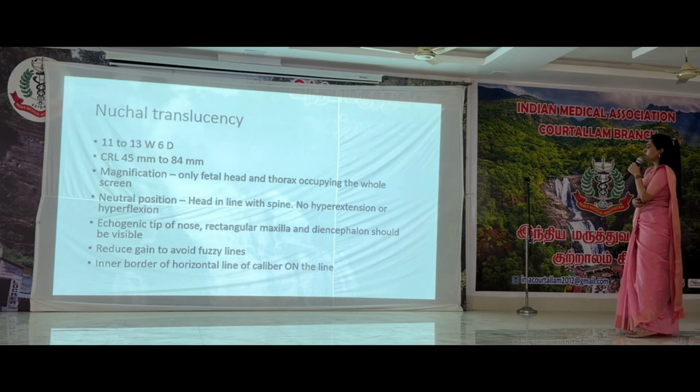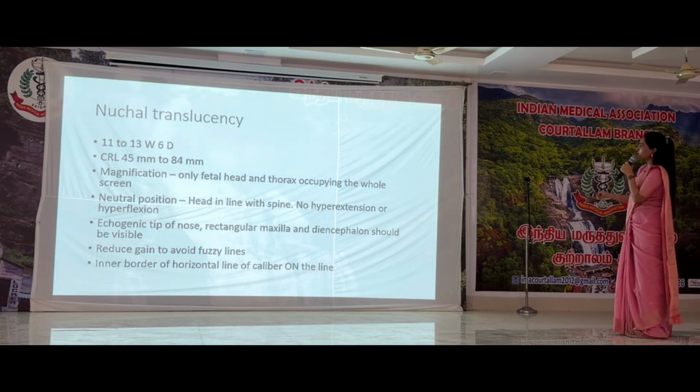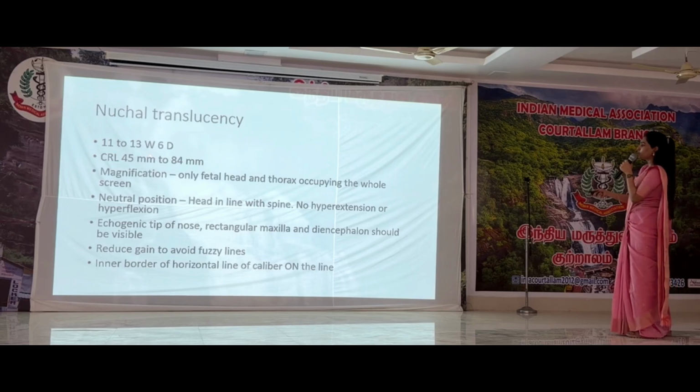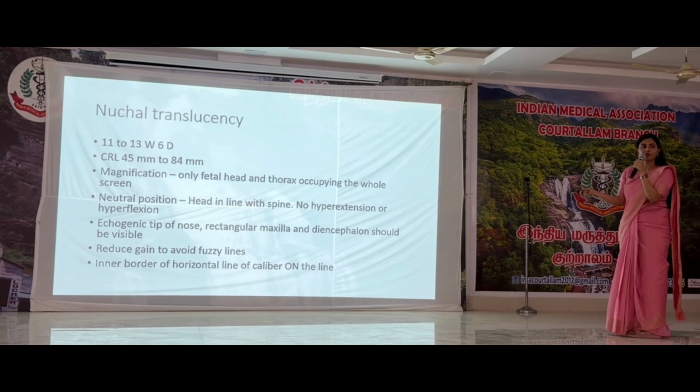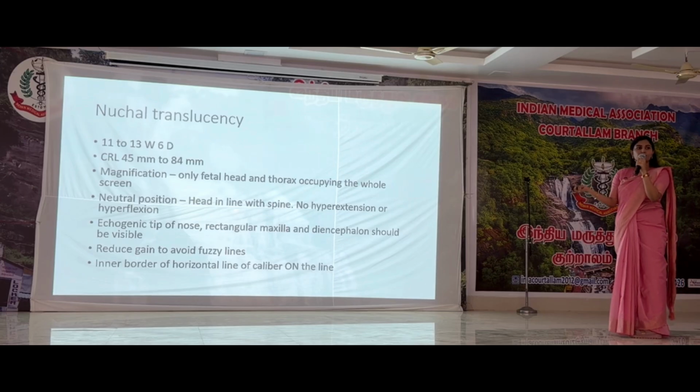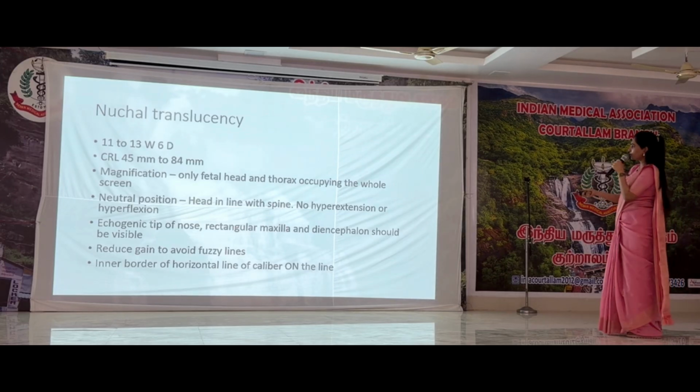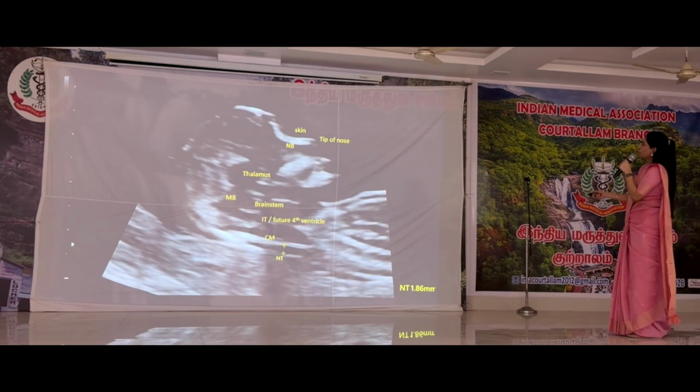Next, coming to the first trimester aneuploidy markers, the first one is the nuchal translucency. When are we going to take it? Only from 11 to 13 weeks of gestation, when the CRL is 45 to 84 mm. Beyond 84 mm, always check for the nuchal fold thickness, not the nuchal translucency thickness. So, this is how a proper NT image should be.